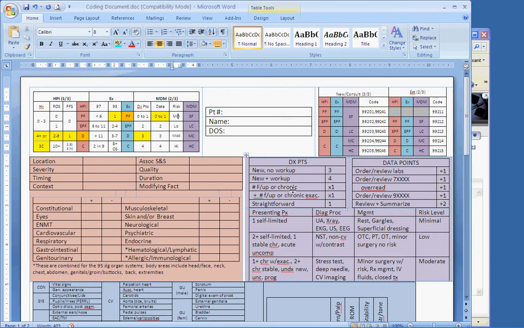Okay, risk. Now typically, remember how I say that the lowest guy wins. With the risk table down here, that is not true. It's the highest guy that wins. So you have presenting problems, diagnostic procedures, and management options. If somebody comes in for, say, a fractured ankle, that is an acute, uncomplicated illness. If a physician prescribes them Vicodin, that is prescription drug management. It now bumps it up to moderate risk.